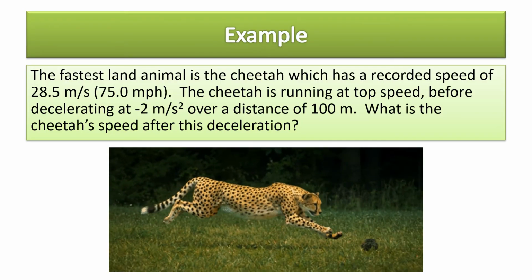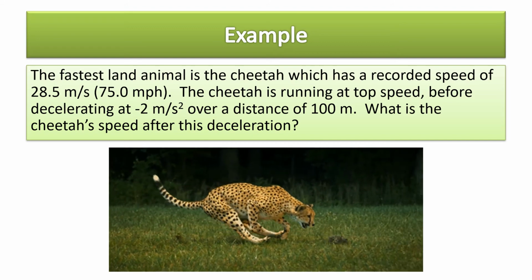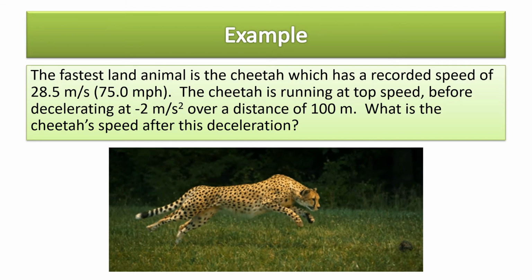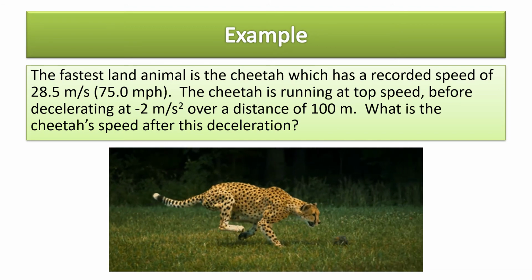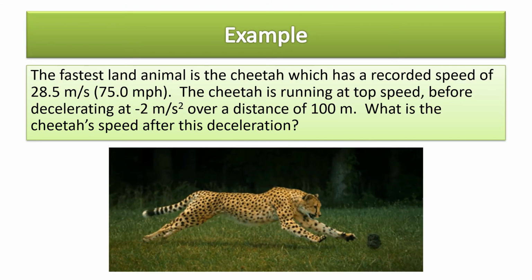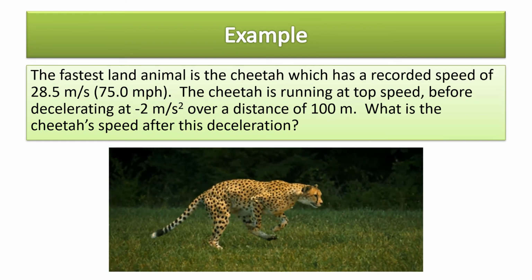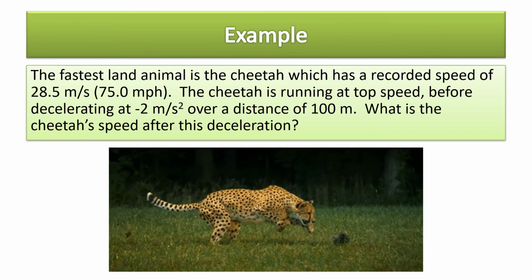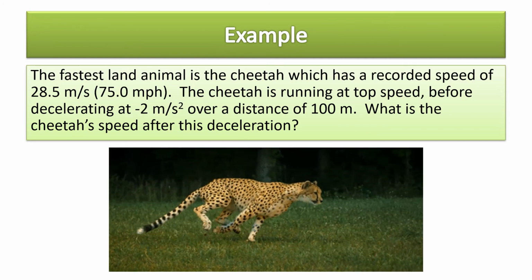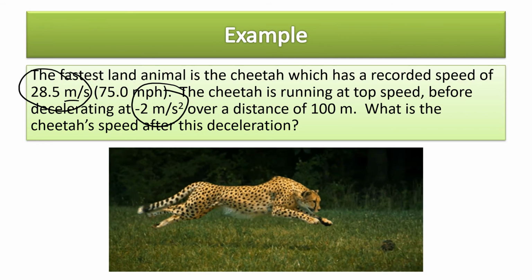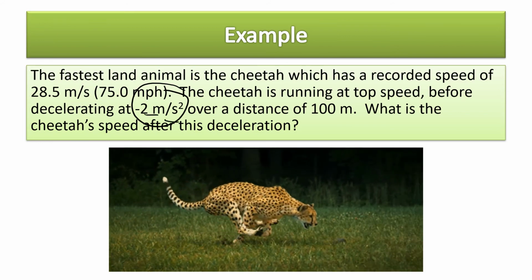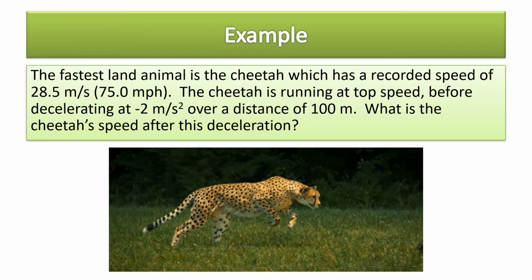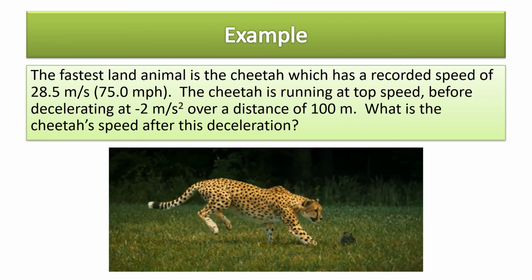It says the fastest land animal is the cheetah, which has a recorded speed of 28.5 meters per second, or 75 miles an hour. That is insane. That's even faster than Mr. Nangle. The cheetah is running at top speed before decelerating at -2 meters per second squared. So be careful. I know we want to use the miles per hour one, but we're going to use these because the meters and the seconds agree better than the miles and the hours, over a distance of 100 meters again. So what is the cheetah's speed after this deceleration?